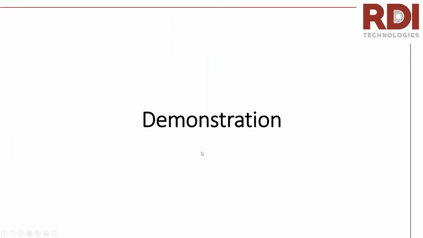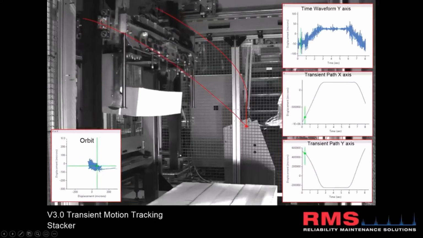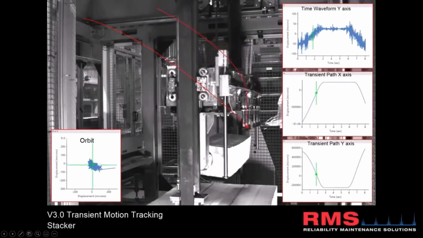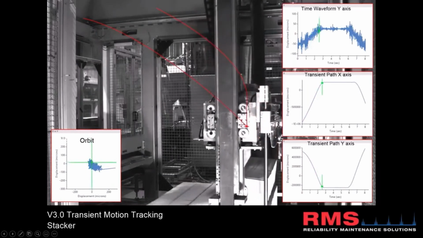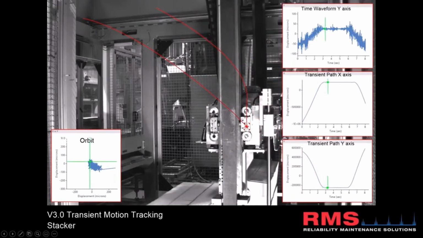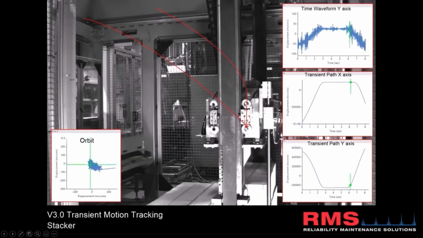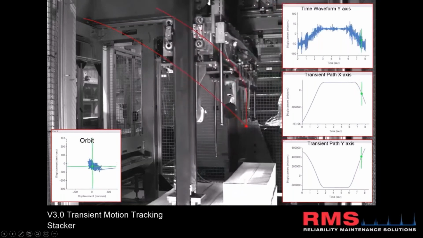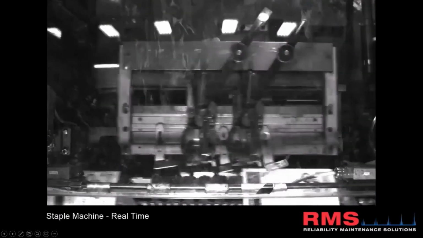So let me go through and show a couple of videos here showing sort of the transient path and the waveform, sort of the vibration in the object. So if you need to be able to do analysis that requires you to be able to measure an object that's moving through the scene, you can use this technology to do that.